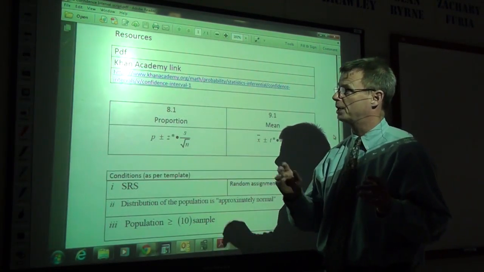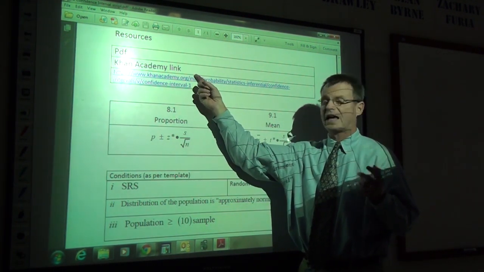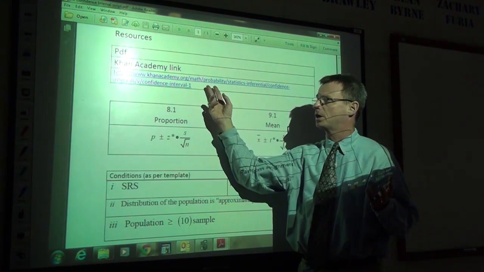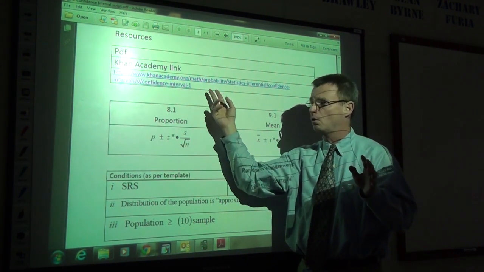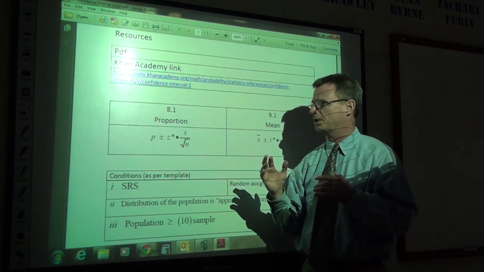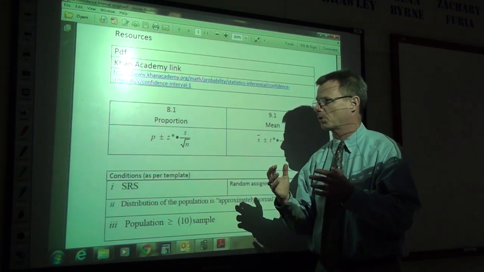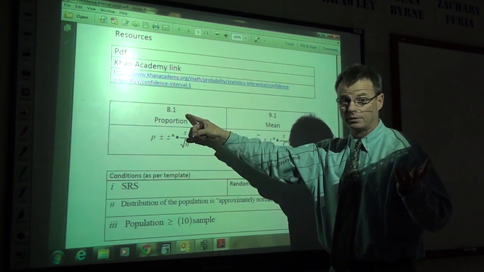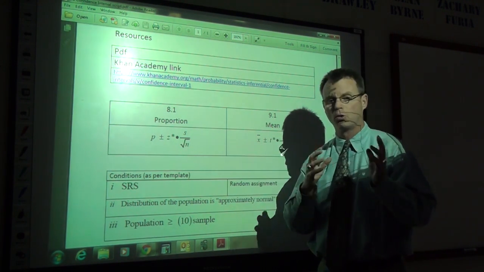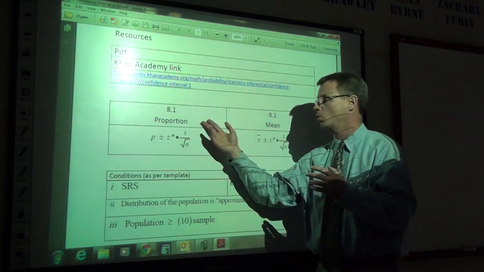So the resources you need are the PDF, which is on the web page, and the Khan Academy link, which will be posted. You want to watch Sal Khan's video about confidence intervals for a mean. And what you want to try and do is contrast this with Chapter 8. In Chapter 8, Section 8.1 was the confidence interval for proportion. So what we're doing is saying, okay, instead of a proportion, we're talking about a mean.